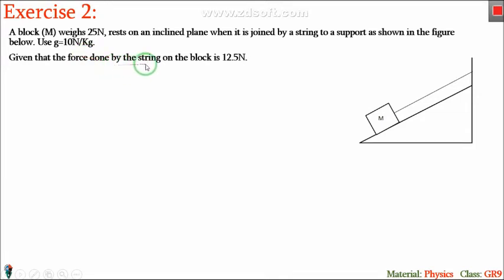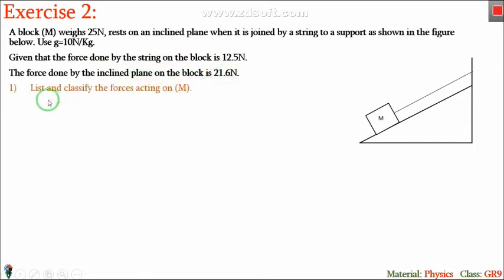Given that the force done by the string on the block is 12.5 Newton and the force done by the inclined plane on the block is 21.6 Newton. Part 1. List and classify the forces acting on M. The forces acting on M are three.